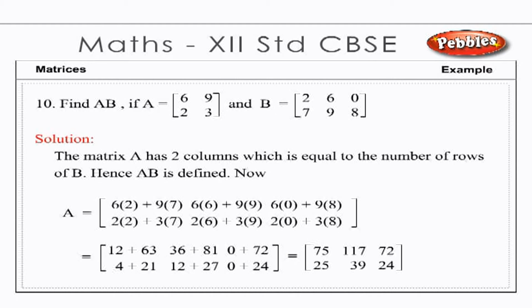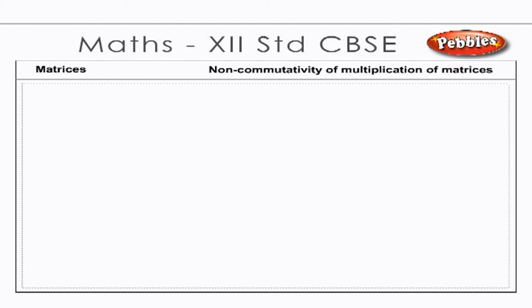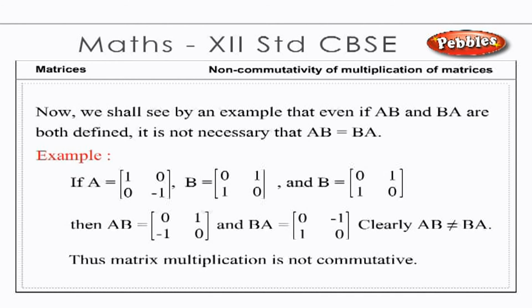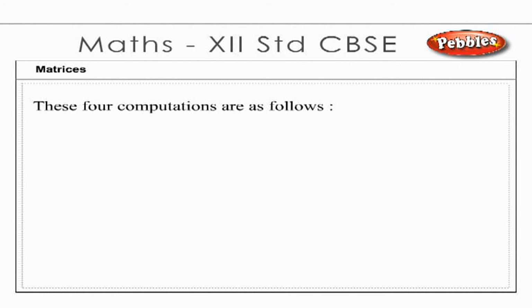matrix [75, 117, 72; 25, 39, 24]. Non-commutativity of multiplication of matrices. Now, we shall see by an example that even if AB and BA are both defined, it is not necessary that AB is equal to BA. These four computations are as follows.